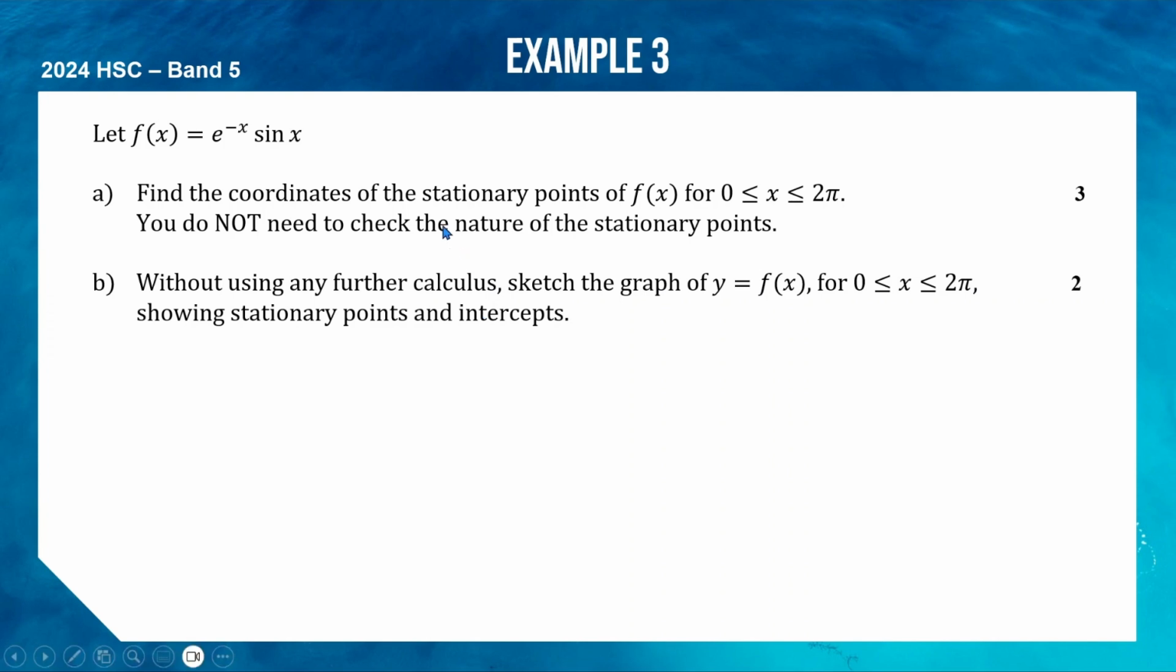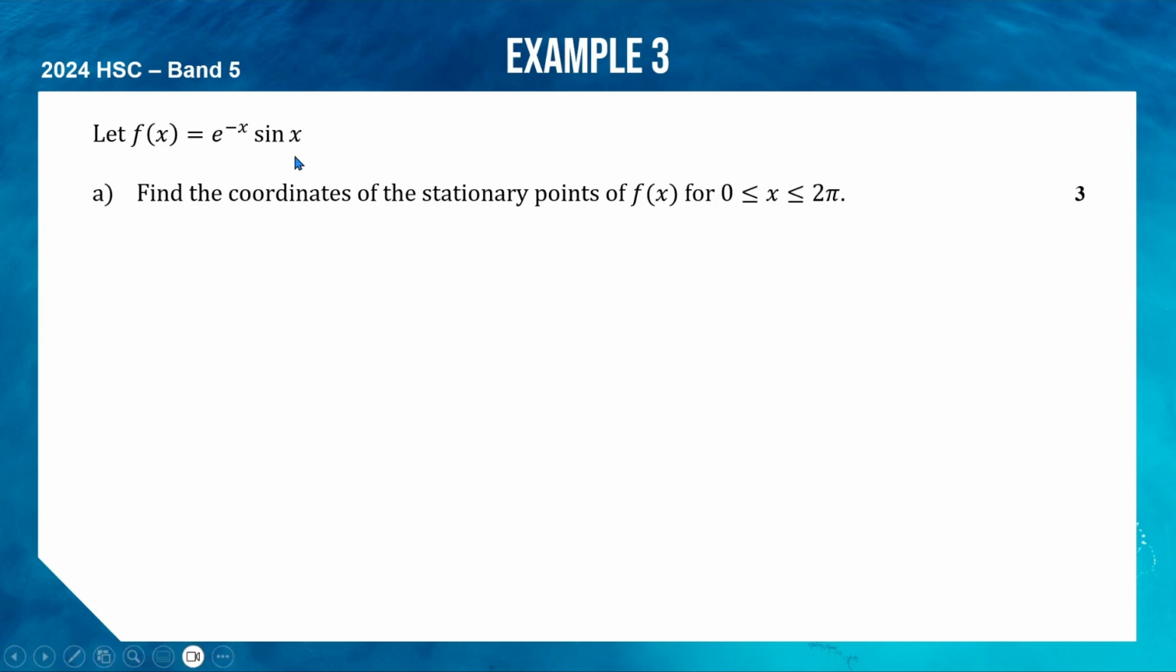Let's start off by finding the coordinates of our stationary points by seeing where our first derivative is equal to 0. Before we get there, we've got to get our derivative, which for this function is going to be a little bit challenging. So let's make some space. Find the coordinates of the stationary points. Okay, we have f dash x. What we have here for our function is a product. We have e to the negative x multiplied by sine x.